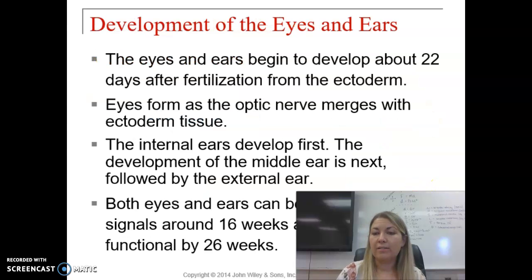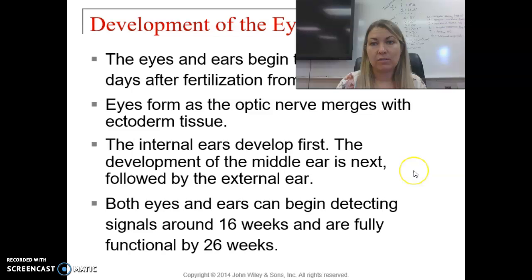So the development of the eyes and the ears is actually pretty amazing because they're not necessary structures for the development of the rest of the fetus. They do begin about the same time as the brain and the heart and the spinal cord, but they aren't fully functional until about 16 weeks. So right at the beginning of that second trimester, right before that first initial ultrasound where a lot of people find out the sex of the baby, the eyes and the ears are beginning to work.